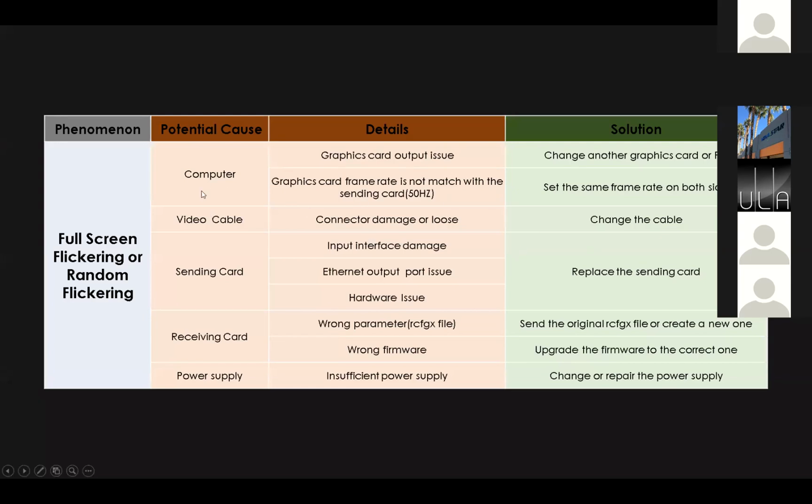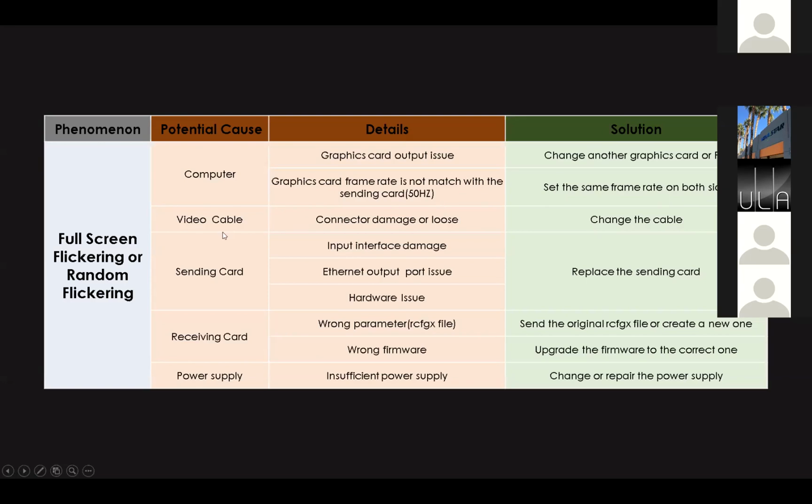So the potential cause on the computer side might be a graphic card output issue, so we need to change to another graphic card or PC. Another one is the software setting part, that is, if the graphic card frame rate is not matched with the sending card. Normally, if you set the graphic card output frame rate to 50 Hertz, but our receiving card is set to 60 Hertz, we need to set the same frame rate on both sides.